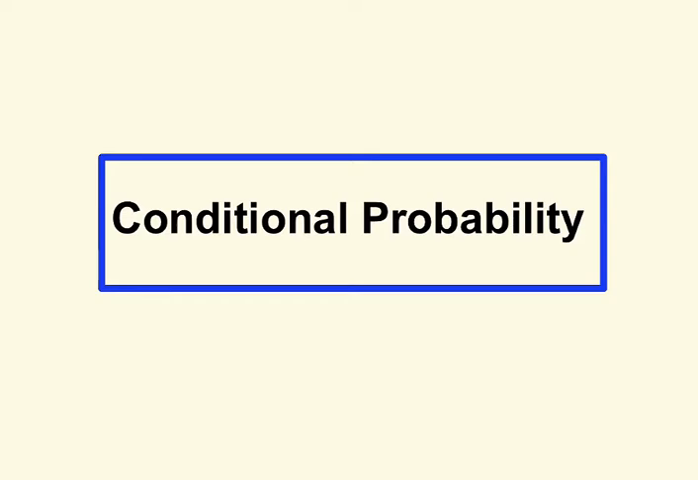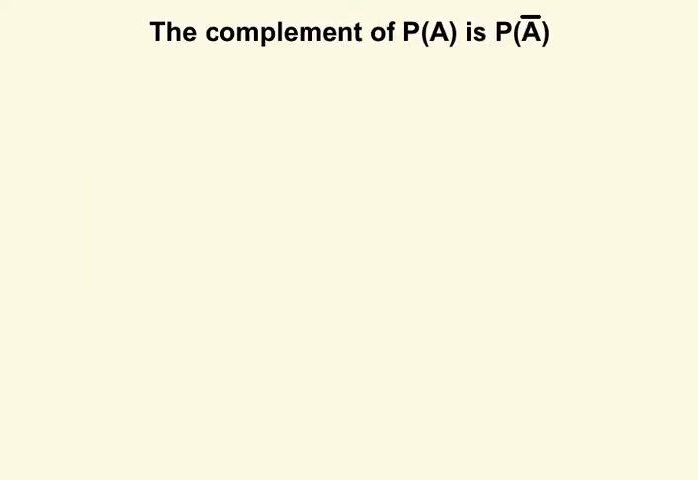In this next lesson, we're going to look at conditional probability. We're going to start by looking at the complement of the probability of A. If something has a probability, let's say that the probability of A is 1/3, then the complement of the probability of A would be 2/3.